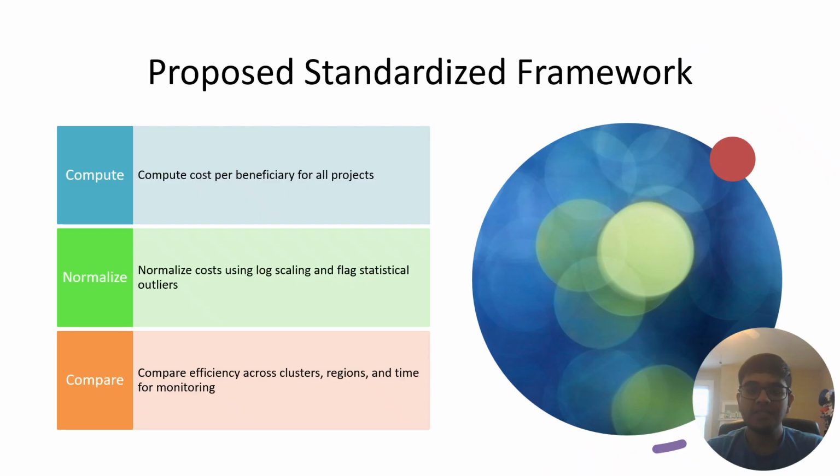Based on our analysis, we propose a simple scalable framework. First, compute cost per beneficiary for all projects. Second, normalize using log scaling and flag the statistical outliers. Third, compare efficiency across clusters, regions, and time. This framework is transparent, data light, and adaptable.